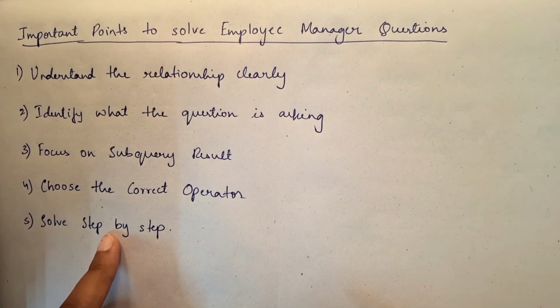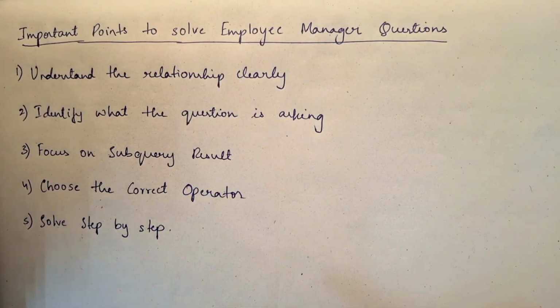Point number 5. Solve step by step. This is very important when you are writing a query. Don't try to solve everything at once. Break it into steps. First, get the value using the subquery. Then use that value in the outer query.